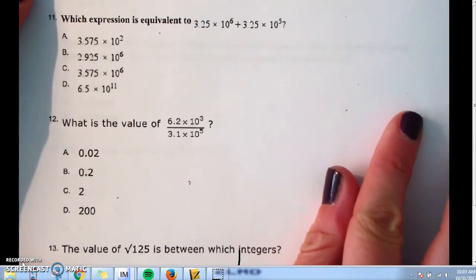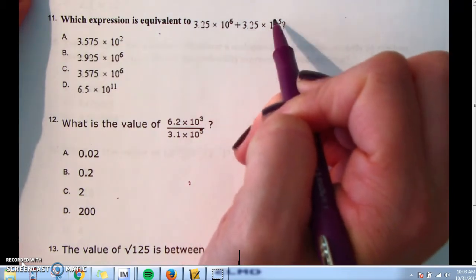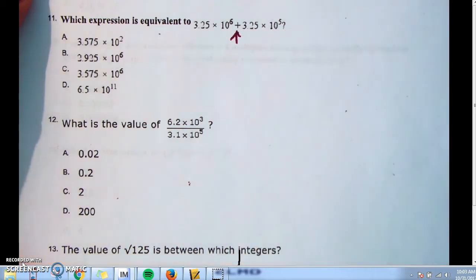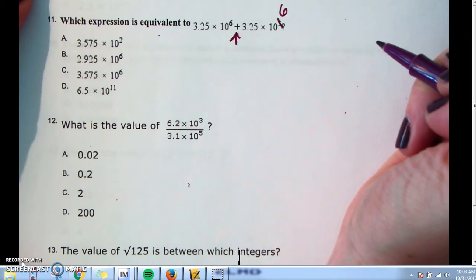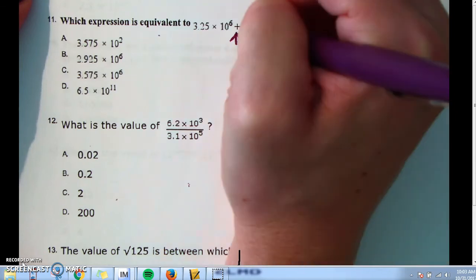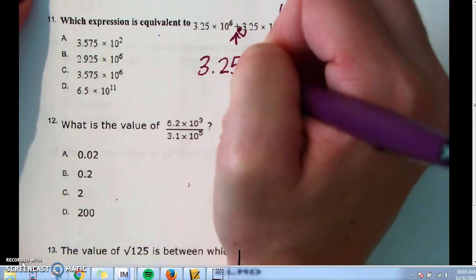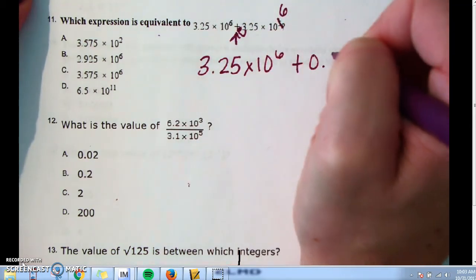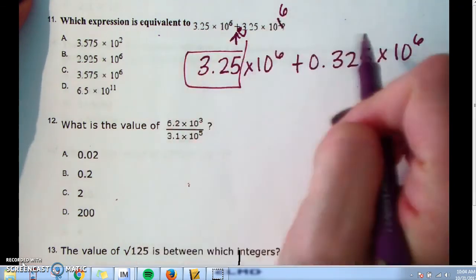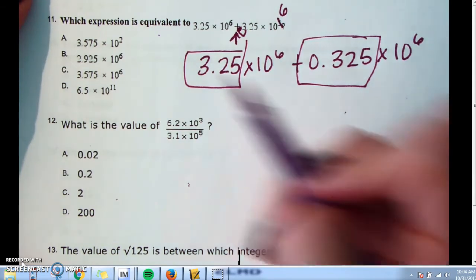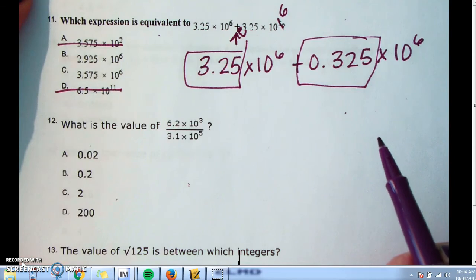Number 11, which expression is equivalent to 3.25 times 10 to the 6th plus 3.25 times 10 to the 5th? We're adding. So remember, before you add, you need a common exponent. We always change the smaller exponent to match the larger. This exponent got bigger, which means this number here needs to get smaller. So now I have 3.25 times 10 to the 6th plus 0.325 times 10 to the 6th. All you need to do now is add your numbers. I'm going to look at my answer choices first to help me out. I can cross out A and D because they don't have an exponent 10 to the 6th.